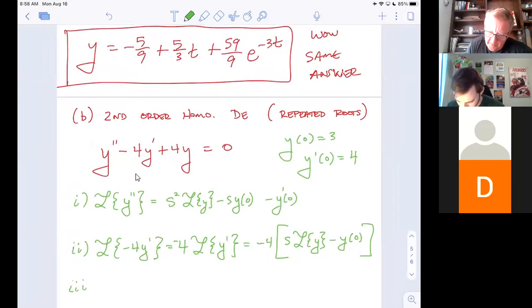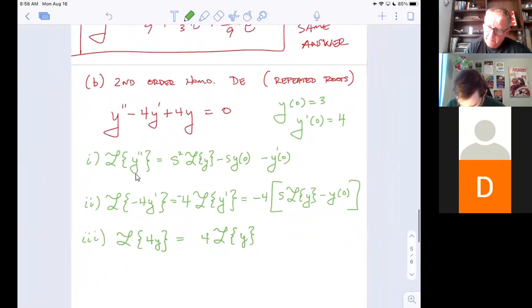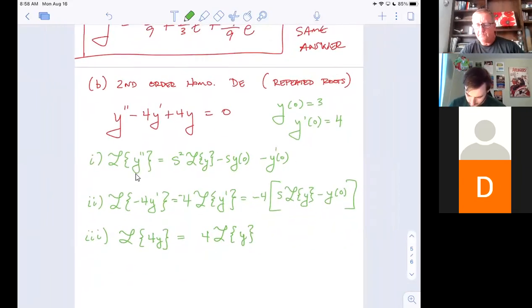And I don't really need to write this down, but just to be consistent, the Laplace transform of 4y is just 4 times the Laplace transform of y. So there's all my junk. I just write all that out.